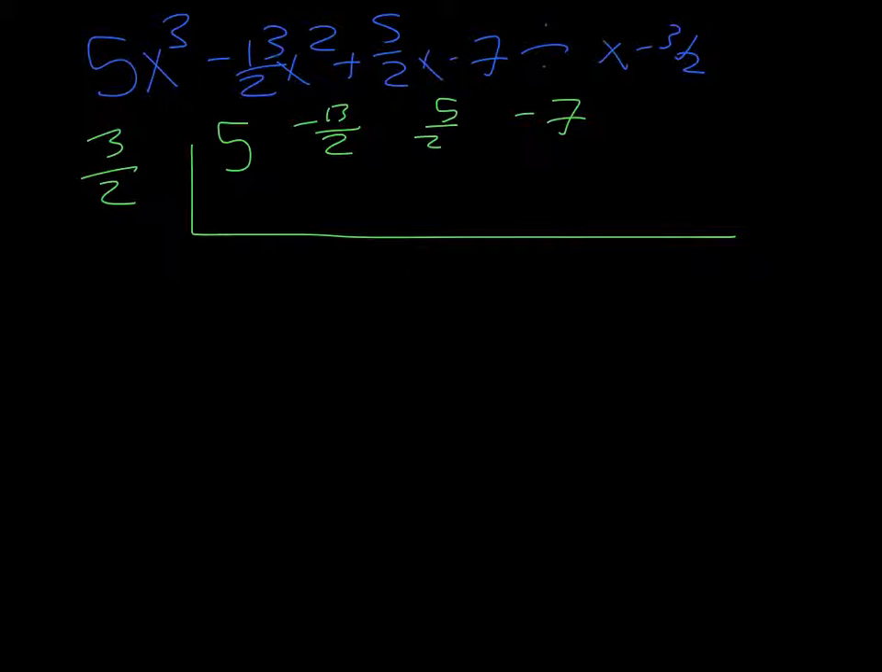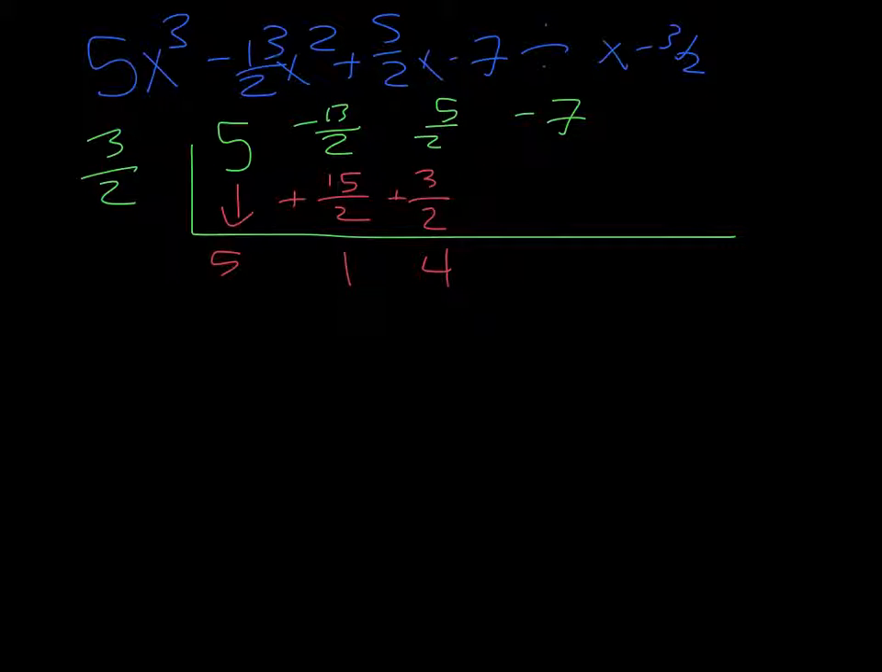Okay, so let's do this. Bring down the 5. 3 halves times 5 gives me 15 halves. Negative 13 halves plus 15 halves gives me 2 halves, which is 1. 3 halves times 1 is 3 halves. 5 halves plus 3 halves is 8 halves. 8 halves is 4. Remember, you're adding.